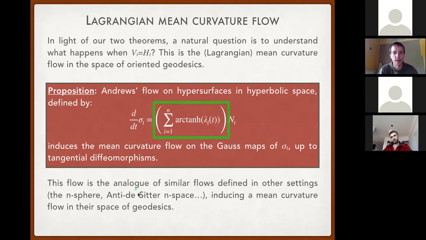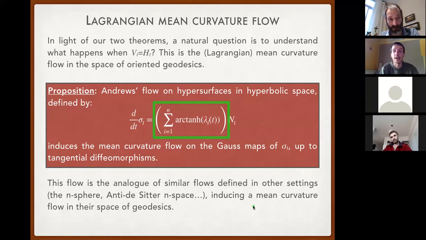Well, this is something maybe I have already said, answering Graham's question. This flow in hyperbolic space is sort of the analog of other flows which have been defined in the n-sphere, in anti-de Sitter space also. And in these other settings, there was a similar relation with a certain mean curvature flow with respect to the correct metric in the space of oriented geodesics of these other spaces. Okay, so this gives a geometric interpretation to this flow suggested by Andrews in terms of the space of oriented geodesics.